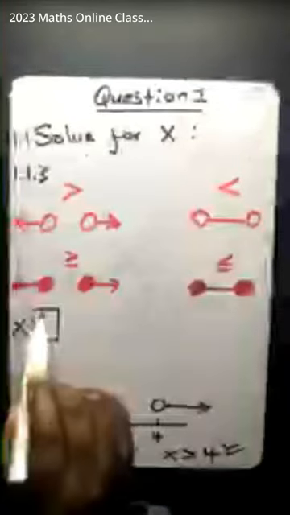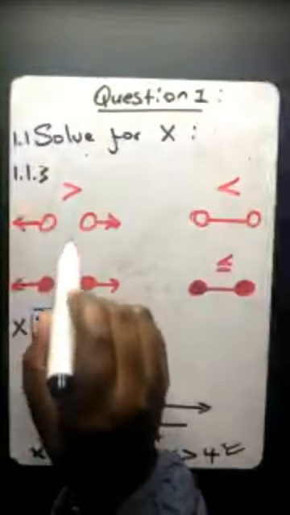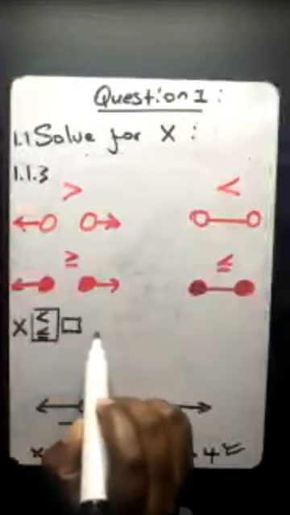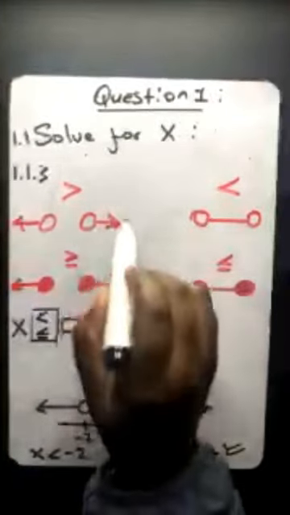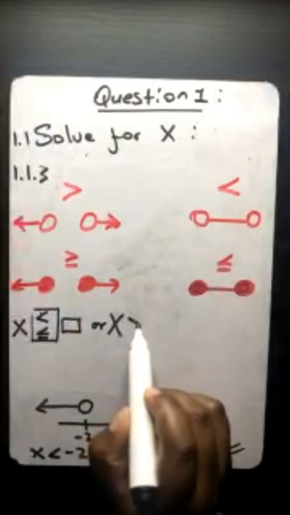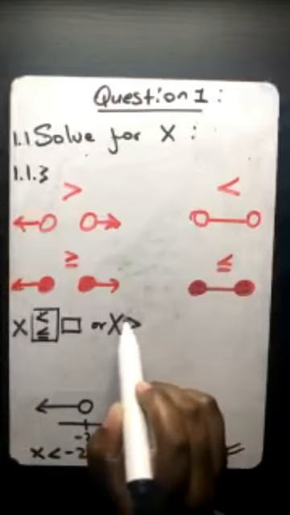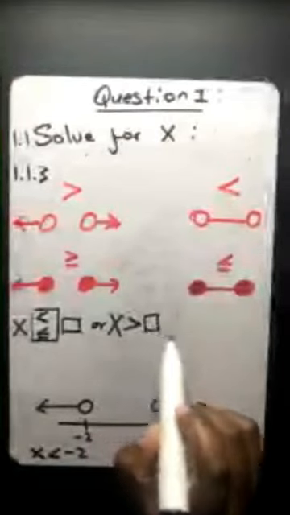For this sign, it's either you're saying less than, or less than or equal to. It all depends on what your inequality sign is on the equation. And then you're going to write the critical value. And then you say, or then you have X, then you take that arrow as it is. It's either just that, or it is that or equals to, depending on what the problem has, and then you write the critical value.